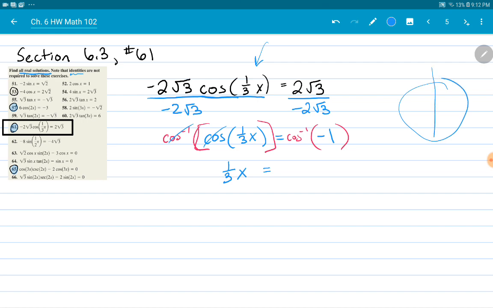So think about your unit circle. When is the x value, the cosine value, equal to -1? That's right over here. And at that angle, that has an angle of pi. So on the unit circle, 1/3 x is pi.